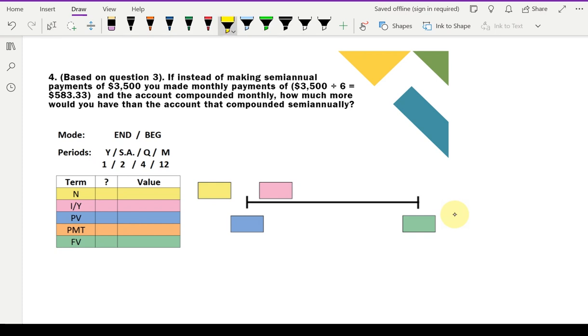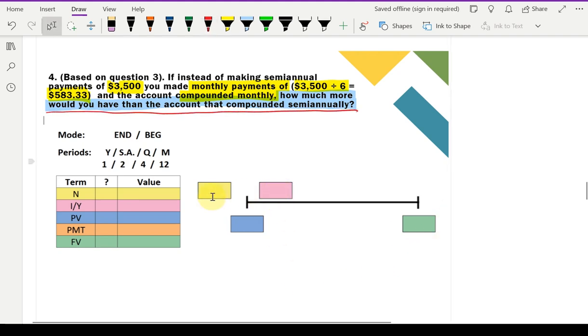Based on question 3, if instead of making semi-annual payments of $3,500, you made monthly payments, so $3,500 divided by 6, $583.33 a month, and your account compounded monthly. So here comes the question: how much more would you have than the account that compounded semi-annually? So what's it really asking? How much more would you have than the account that compounded semi-annually?